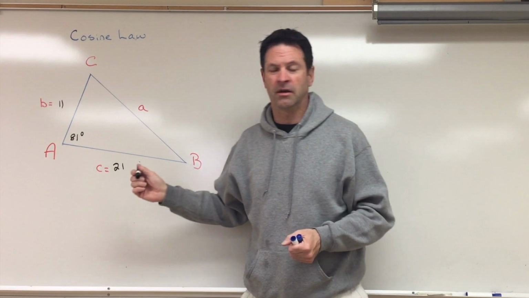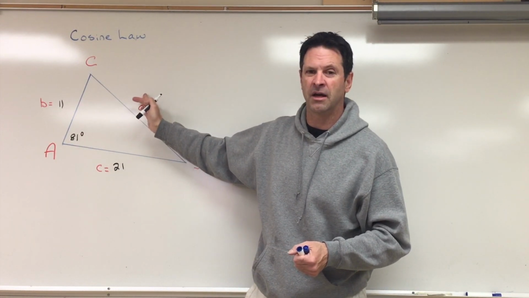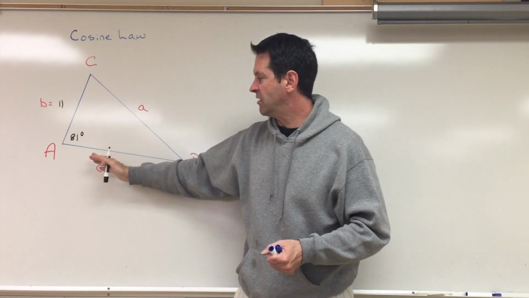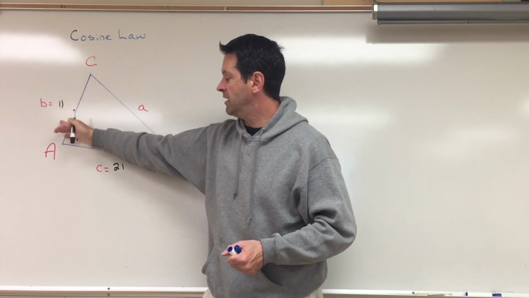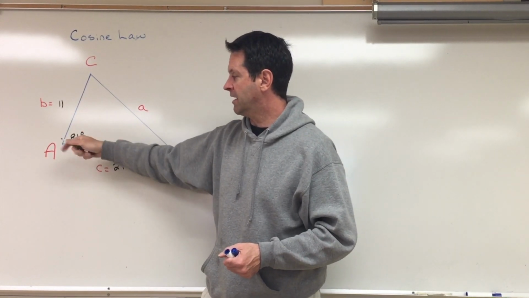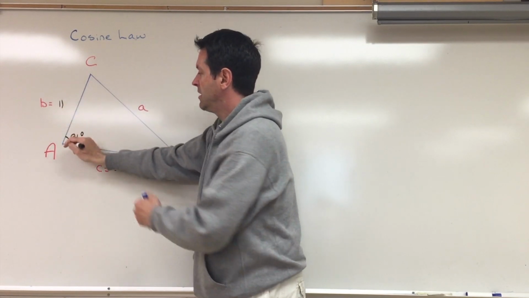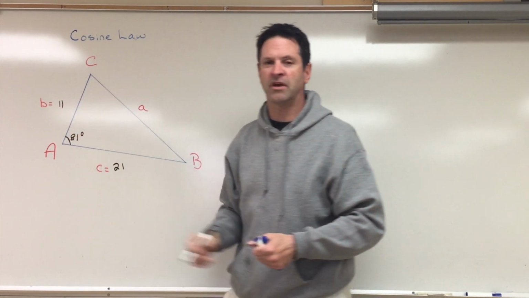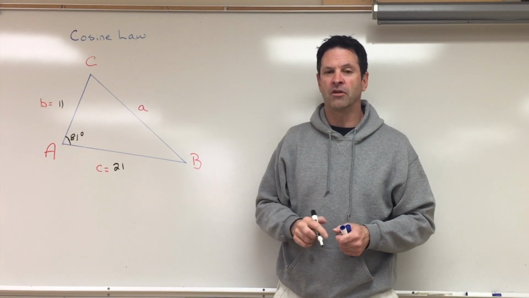I can't use the sine law here. Here I'm given an angle, but I'm not given its opposite side. I'm given two sides, 11 here and 21 here, and the contained angle. So the two sides come together and make an angle here, the contained angle. I can't use the sine law, but I can use something called the cosine law.